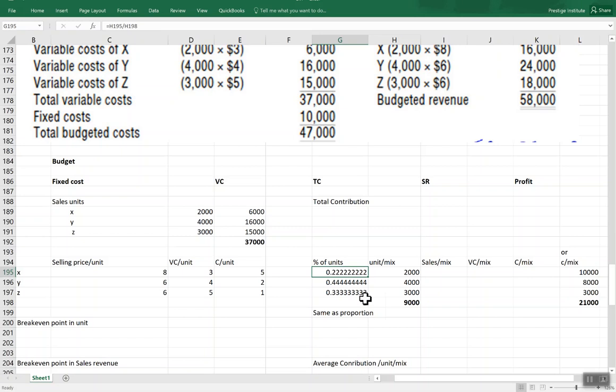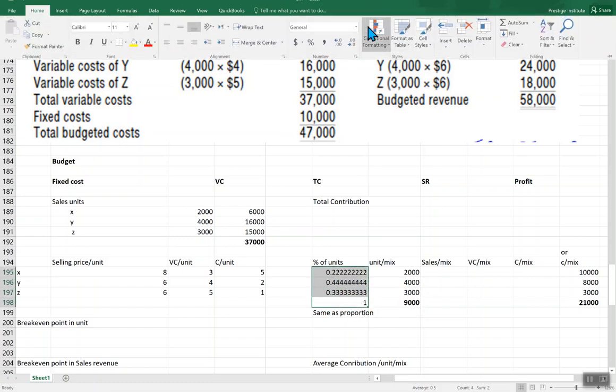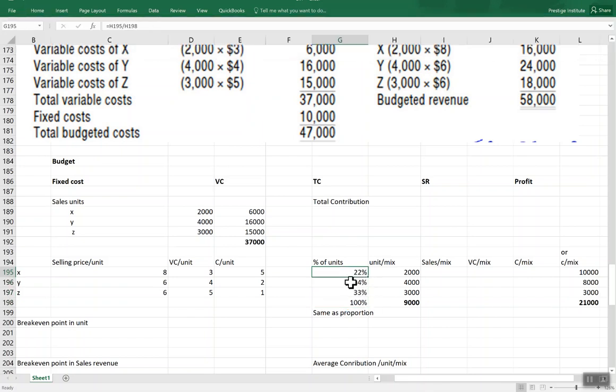You can convert it to percentage as well. It makes the job easier. It is not important, but if it is given as a percentage, this is how you do it. So 2,000 divided by 9,000 will give us 22%. 4,000 divided by 9,000 becomes 44%. And 3,000 divided by 9,000 becomes 33%. So if I convert it to percentages, it becomes about 22%, 44%, 33%. Overall should be 100%.